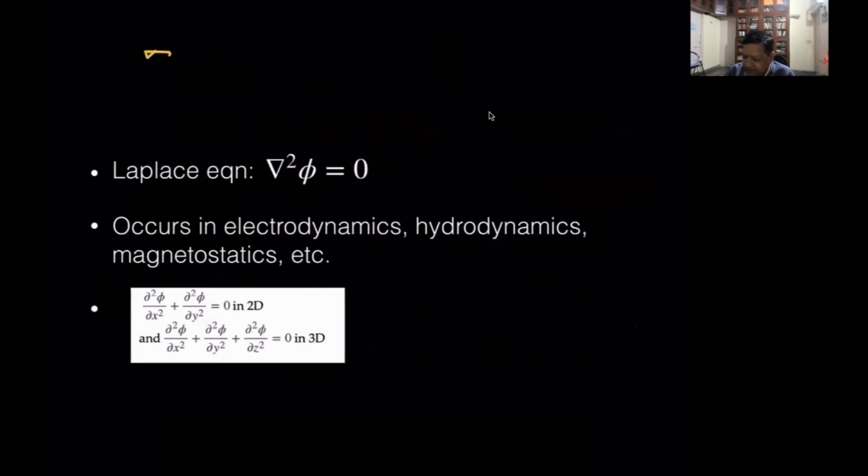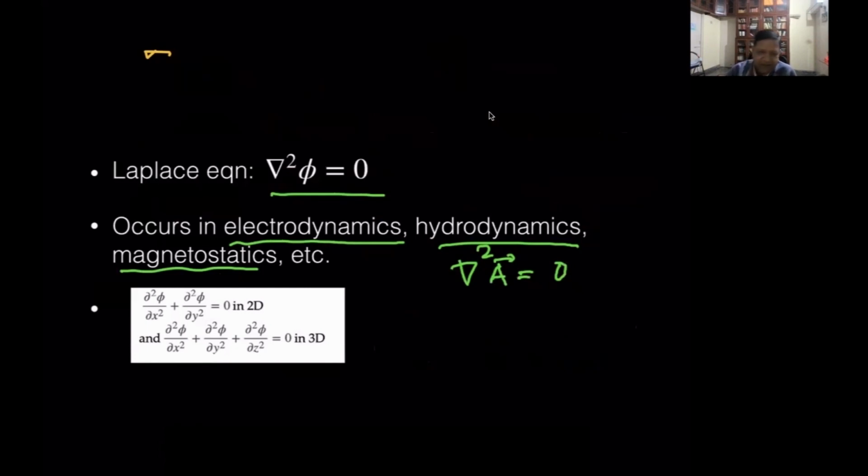So I just recap. Laplace equation is this. It comes in electrodynamics, hydrodynamics for stream function, and magnetostatics. That becomes a vector equation for the vector potential: del square A is 0 when there is no current. So these are the equations in 1D, 2D and 3D.